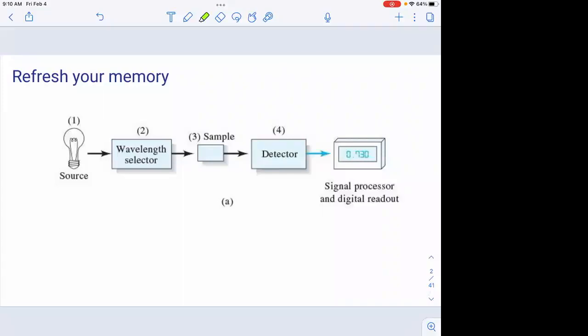And so the first is a source. The second is a wavelength selector. And of course, the order of these last few can differ depending on the type of measurement that you're trying to make. The third is the sample cell, or the sample holder. The fourth is a detector of some sort. And then the fifth is some sort of readout transducer signal processor, right? Something that will change your signal from current or voltage into a number that you can interpret and use in your analysis.